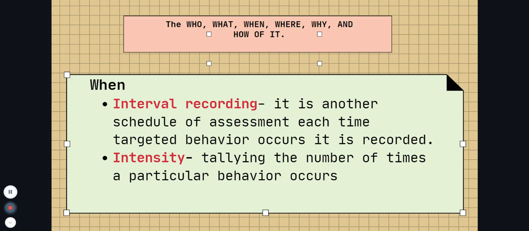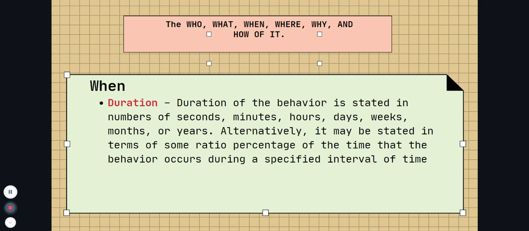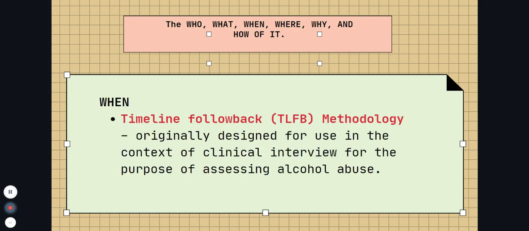So next we have the duration. So duration of the behavior is stated in numbers of seconds, minutes, hours, days, weeks, months, or years. Alternatively, it may be stated in terms of some ratio percentage of the time that the behavior occurs during a specified interval of time. So the duration is how long did the behavior last? So for example, was it only minutes that he hit his classmate, or hours that he had his bad behavior? So that is the duration.